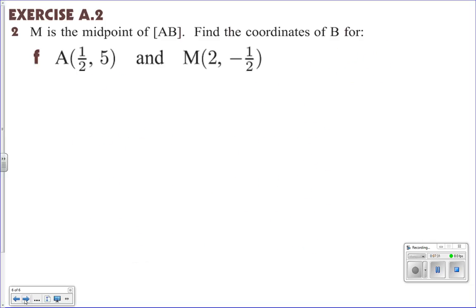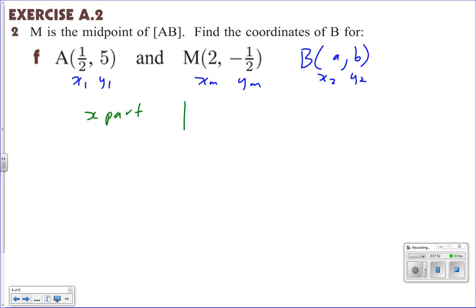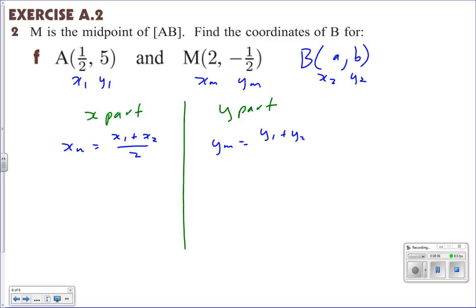And last one, F. Again, write our B value here, (a, b). And we've got x1, y1, xm, ym, and x2, y2. We've got our x part, got our y part. So we're going to have xm equals (x1 plus x2) over 2. ym equals (y1 plus y2) over 2.